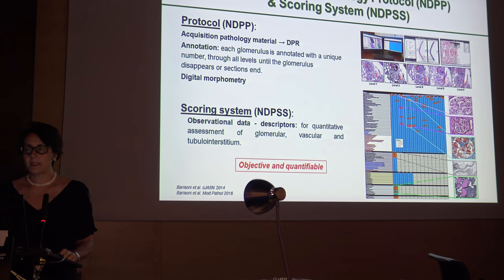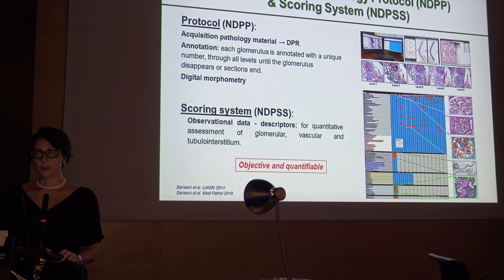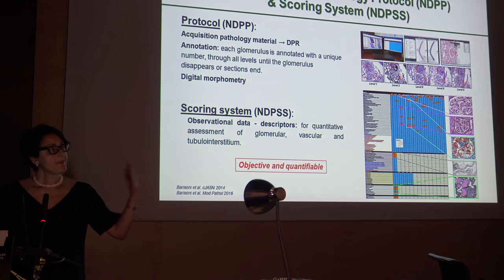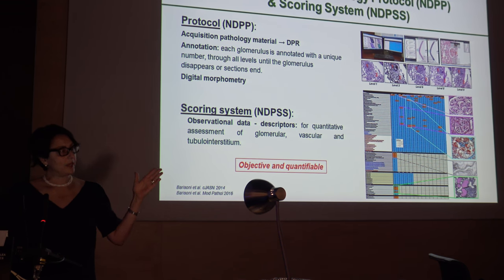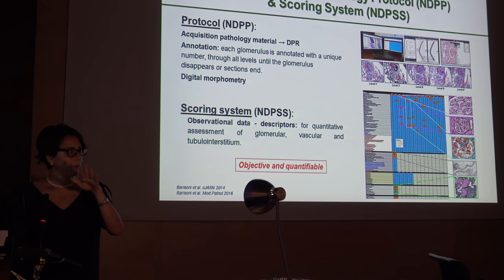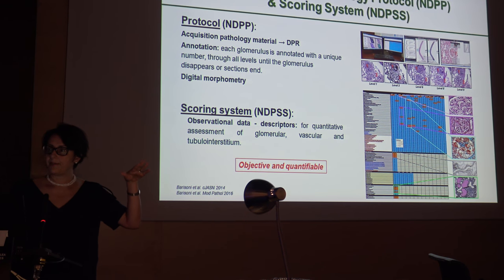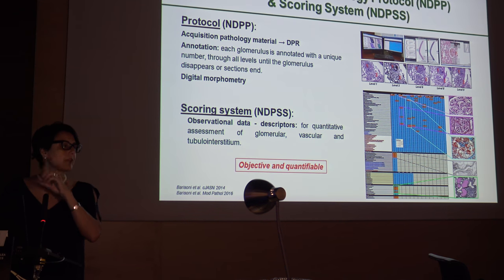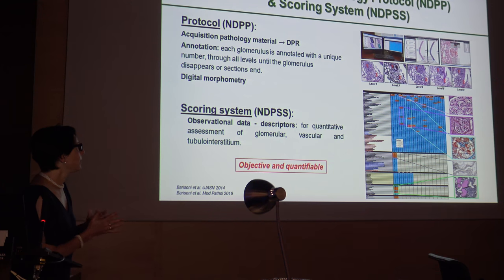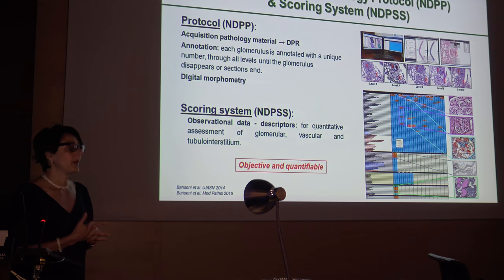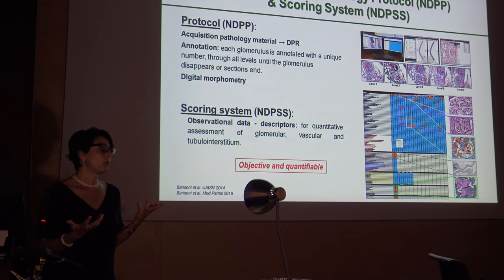The whole slide images are stored in the digital pathology repository. And again, we have a protocol that allows us to annotate the images and enumerate the glomeruli across all the levels. So glomerulus number one maintains its number and its identity until we don't see it anymore. We are able to reconstruct the glomeruli throughout the levels. But now that we have this system, we also play a lot with different protocols for scoring biopsies.